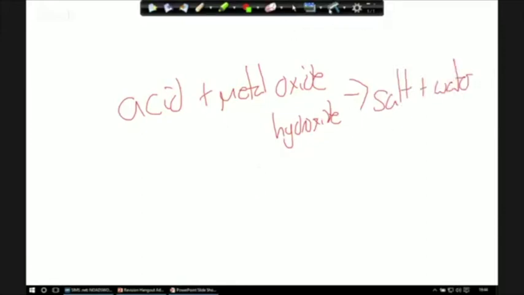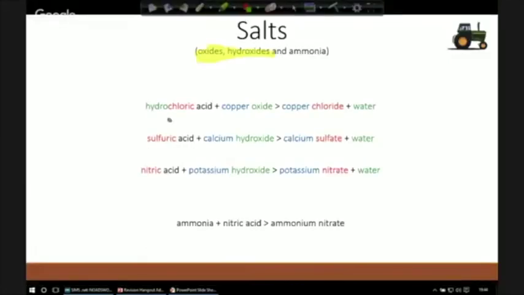When we look at those specifically, again, some examples here. If we take hydrochloric acid, we add it to a particular oxide, in this case, copper oxide. The salt we are forming comes from the oxide, the metal part within, and the chloride, the chloric acid, to form copper chloride, leaving us some hydrogen and some oxygen, i.e. some water.